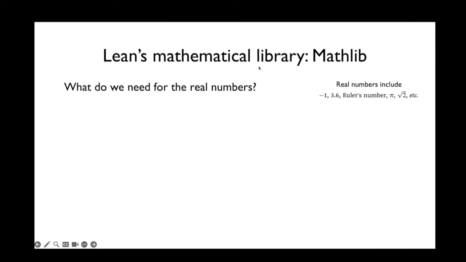So Lean's math library is called mathlib. And this question is, what do we need to get the real numbers? The real numbers are numbers like these. And all you need to do in your Lean code is write import mathlib.data.real.basic. You just need to find the import, essentially. Now you're going to draw on the Lean math library.